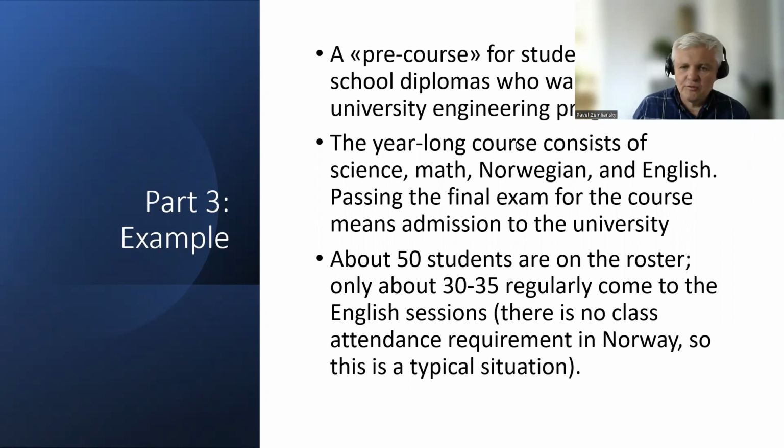So there are about 50 students on the roster. Typically, I teach this course every year. It's a year-long course, by the way, which is nice. And about 30 or 35 of them actually come to class because there is no requirement to attend. So that's a local condition that influences certain course decisions, as I will hope to show.